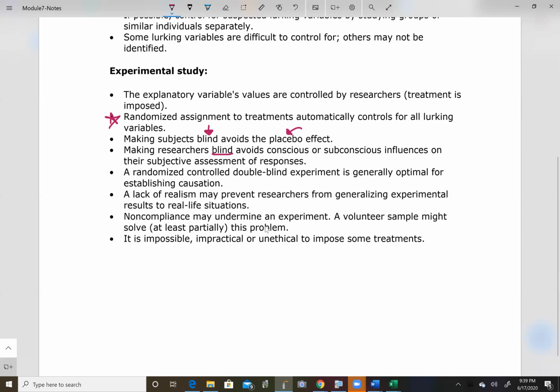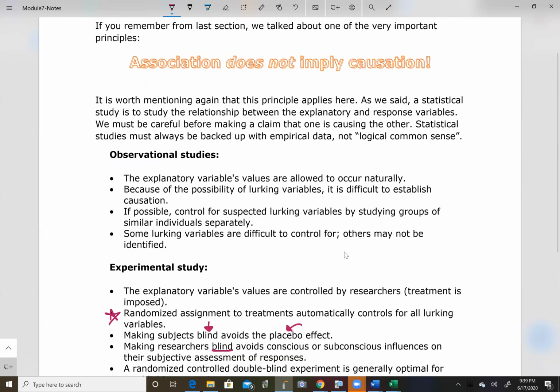Non-compliance may undermine an experiment. A volunteer sample might solve this problem. So make sure that scientists are treating the people they are experimenting on justly. It is impossible, impractical or unethical to impose some treatments. You wouldn't want to impose a treatment that is going to kill somebody or cause somebody any pain, right?